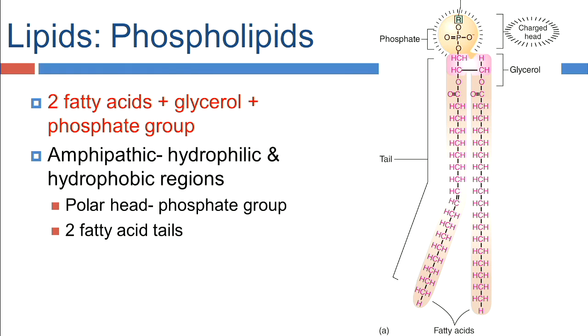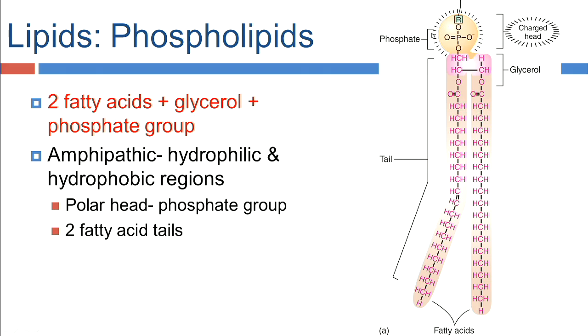So 2 fatty acids, a glycerol, and a phosphate. It's a little bit more complex than that, but that's the basics. That's all you need to know. So you should know the difference between this and a fat molecule, which is 3 fatty acids and 1 glycerol. This is also an amphipathic molecule because this is all up here, polar, polar, polar, and this is the hydrocarbon, which is nonpolar.